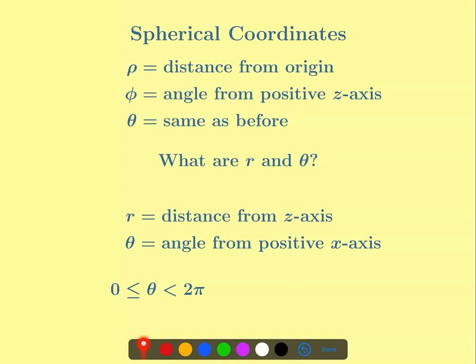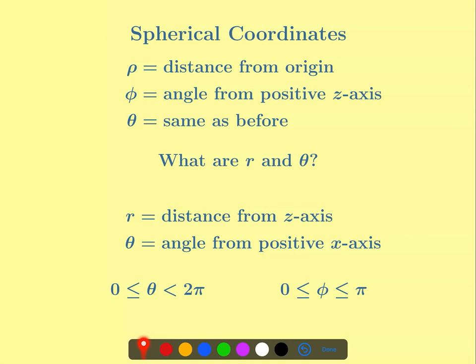Phi is a little bit different here. We're always going to take phi between 0 and pi. And why is that? Well, the biggest angle you can make from the positive z-axis is when you're all the way down to the negative z-axis. That angle is going to be pi. So the angle going from the positive z-axis and then going all the way around until you get to the negative z-axis, that's going to be pi. So phi is always between 0 and pi, and on the negative z-axis, phi equals pi.